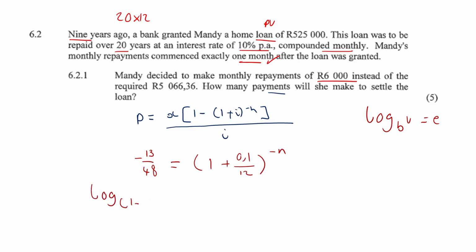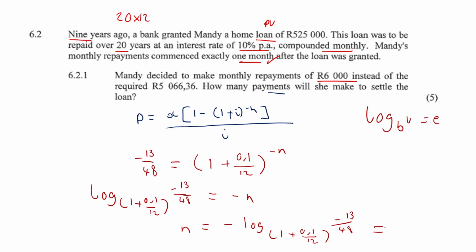So log 1 plus 0.1 over 12, that's our B. Our V is going to be this negative 13 over 48. So that's in subset, that's like on a normal line. And our n value is just going to be a negative n. So to find the answer, we need to isolate our n value. So let's just put it on the left-hand side. n equals, divide everything through by a negative. So n equals minus log, open a bracket, 1 plus 0.1 over 12 to negative 13 over 48.